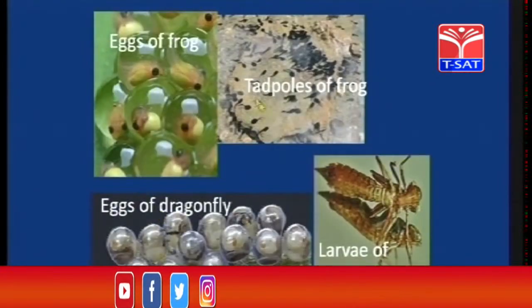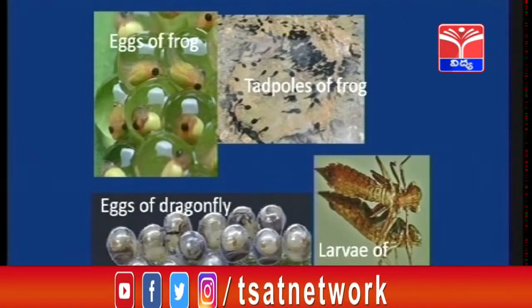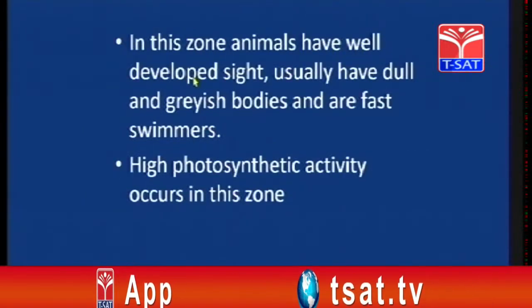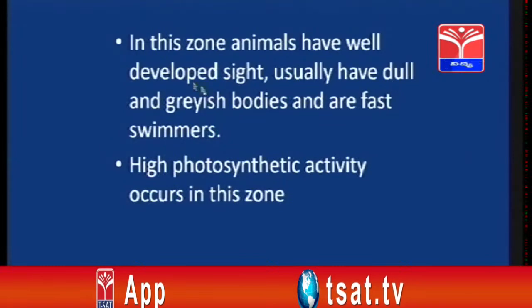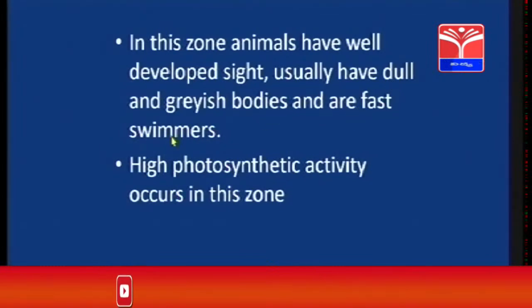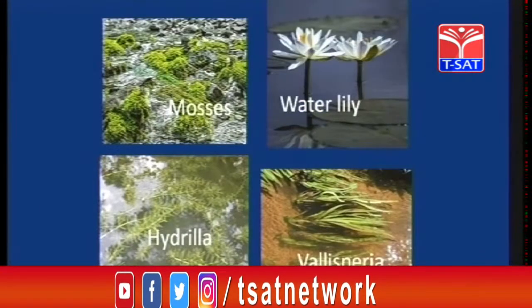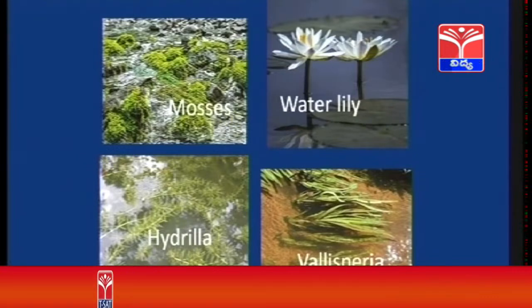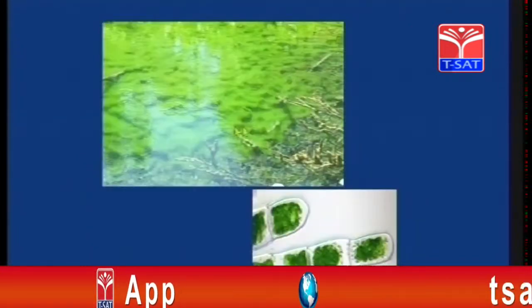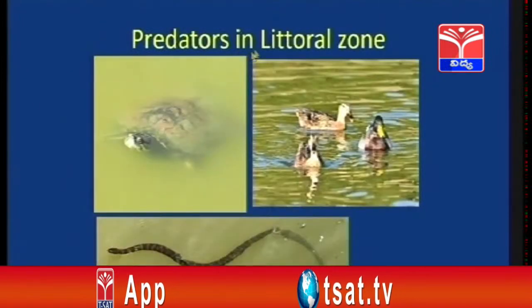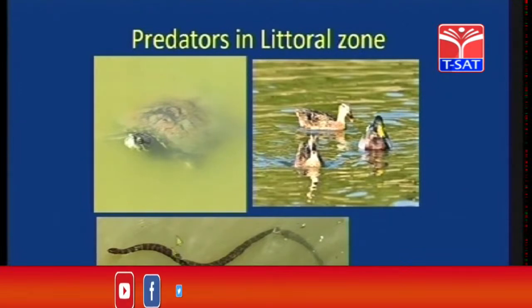So eggs of frog, tadpoles of frog, eggs of dragonflies, and larvae of dragonflies can be seen in the littoral zone. In this zone, animals have well developed sight, usually have dull and greyish bodies, and are fast swimmers. High photosynthetic activity occurs in the zone because of the light penetration, children. Plants like mosses, water lily, hydrilla, Vallisneria are also present. Algae and diatoms are also present in this zone. The predators in the littoral zone are tortoise, snake and the ducks.